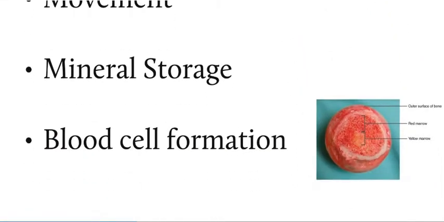Other functions that don't tend to be in the popular consciousness as much are mineral storage and blood cell formation. The bone matrix is a crystallized structure primarily of calcium phosphate crystals, and it's where we store a lot of calcium when we have excess in our body, and we release it when our body needs it at other times. We'll actually look at the homeostatic mechanism regulating calcium homeostasis later in this chapter.